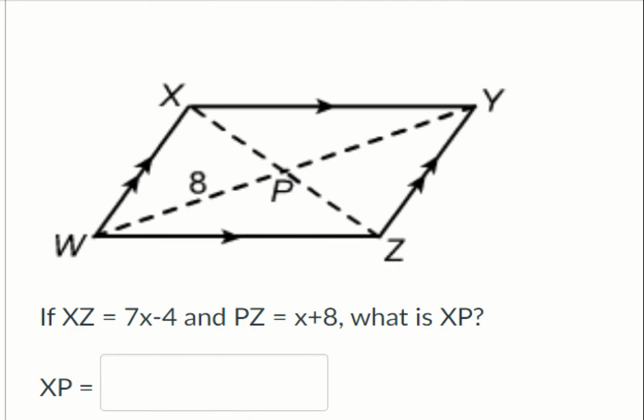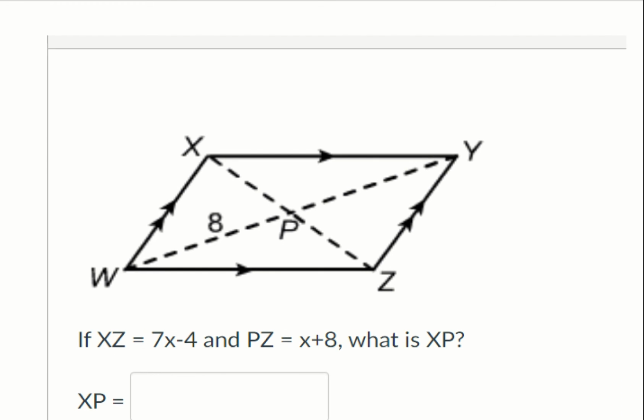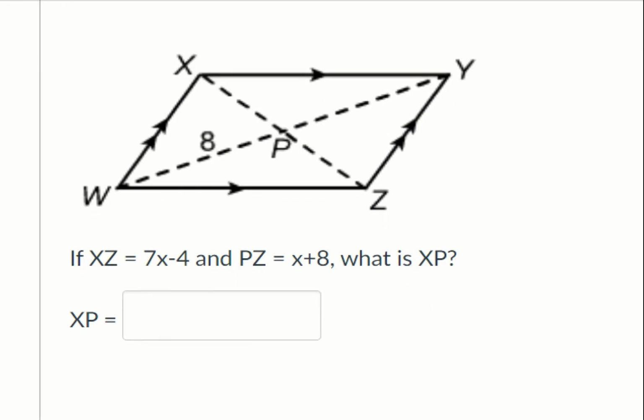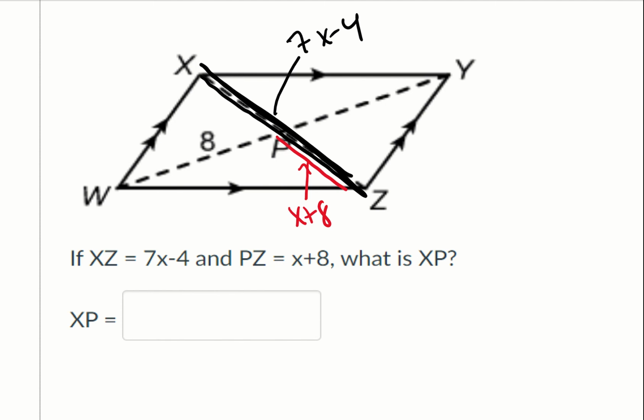All right, question 4. If XZ is 7x minus 4, so we have here XZ, that is 7x minus 4, and PZ is x plus 8. What is XP?